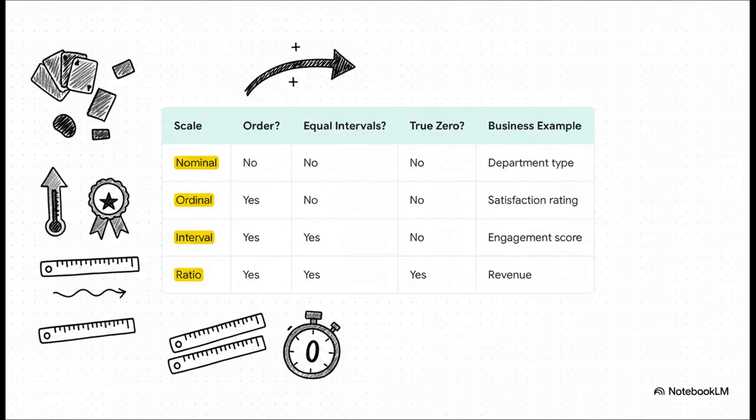As you go down the rows from nominal to ratio, you can see how each level builds on the last one. We start with no order, then we add order. We have no equal intervals, then we get them. No true zero, and then finally, a true zero. Each step down this table unlocks more and more powerful ways to analyze your data.